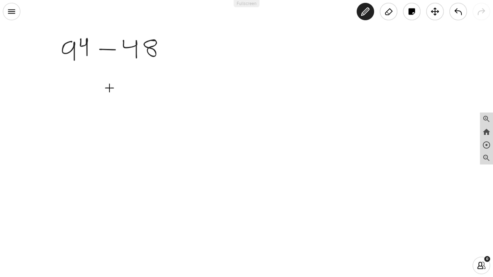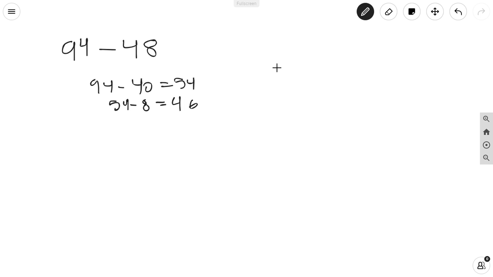For this, there's two ways to do this. For one, you could simplify. So we could do 94 minus 40, which would give us 54. Then we could do 54 minus 8 to give us 46.